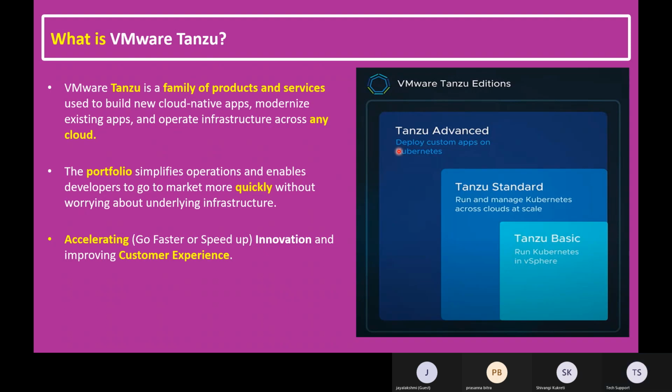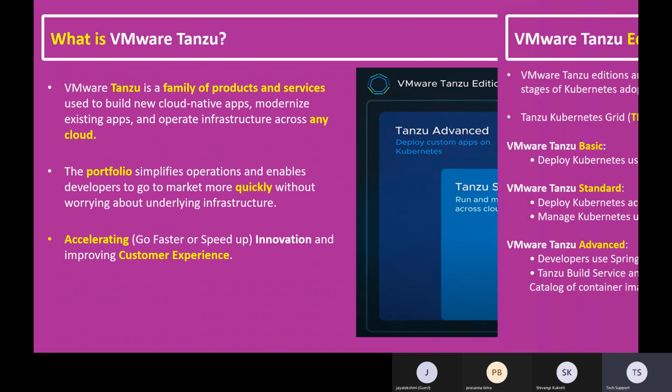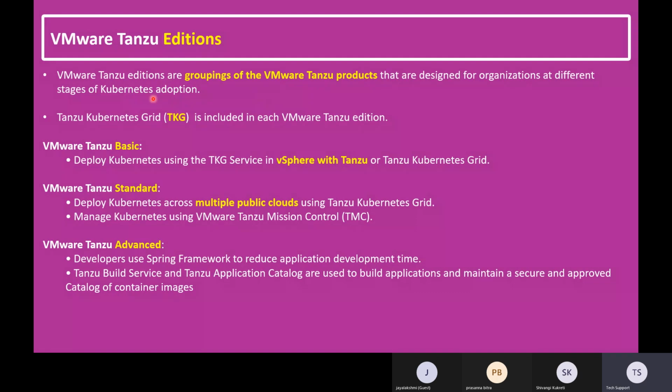Now let me explain some additional points on Basic, Standard, and Advanced. The same points I highlighted, with some additional points highlighted here. The VMware Tanzu editions are groupings of VMware Tanzu products that are designed for organizations at different stages of Kubernetes adoption. So at any stage, based on your requirements, you can choose the appropriate Tanzu edition.